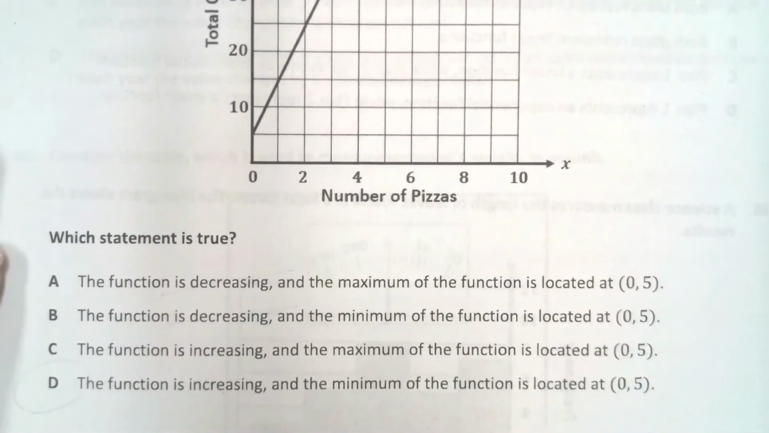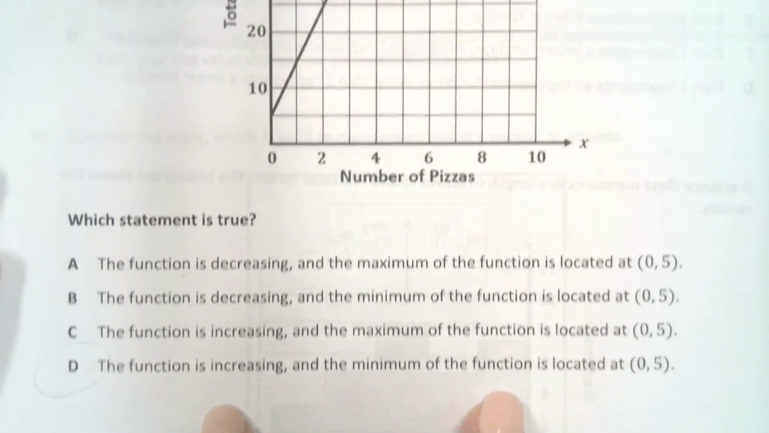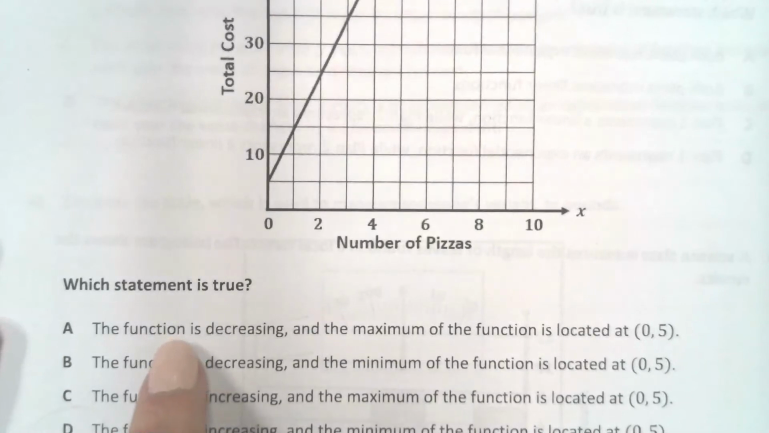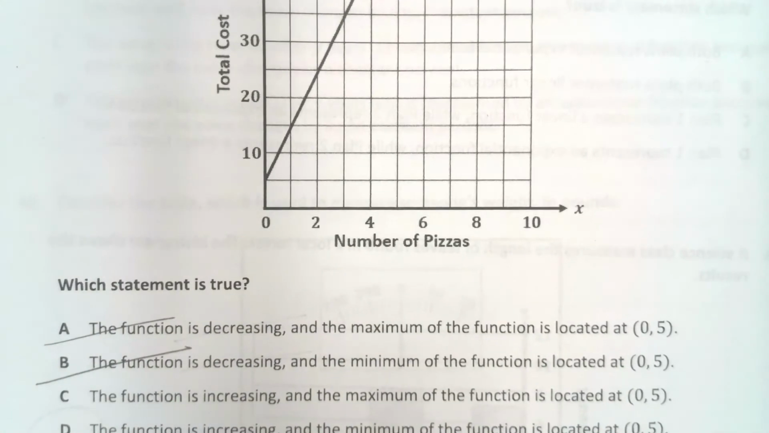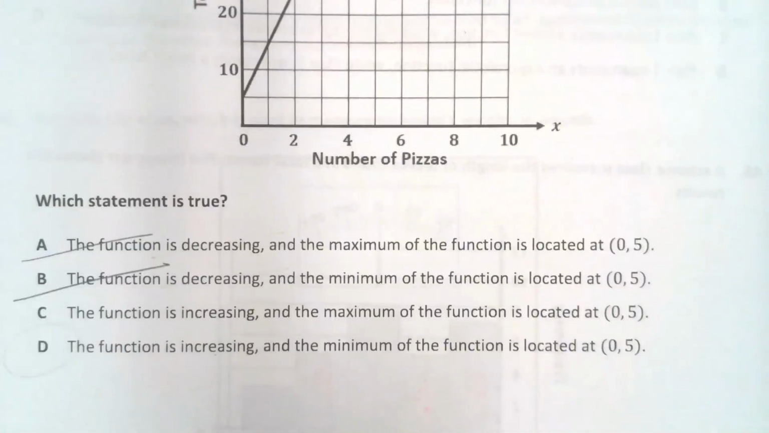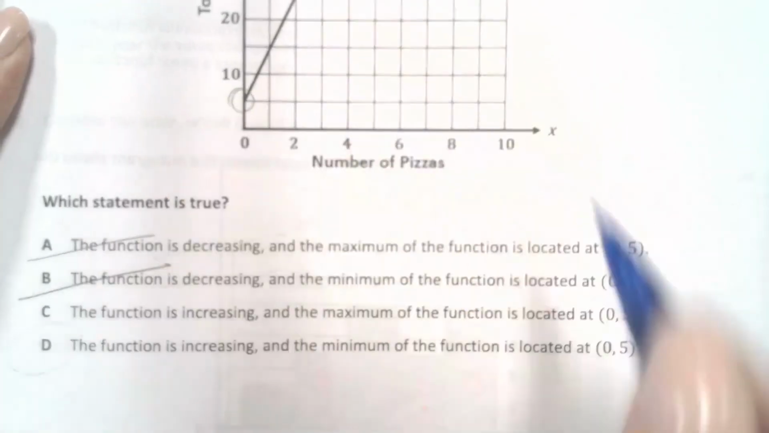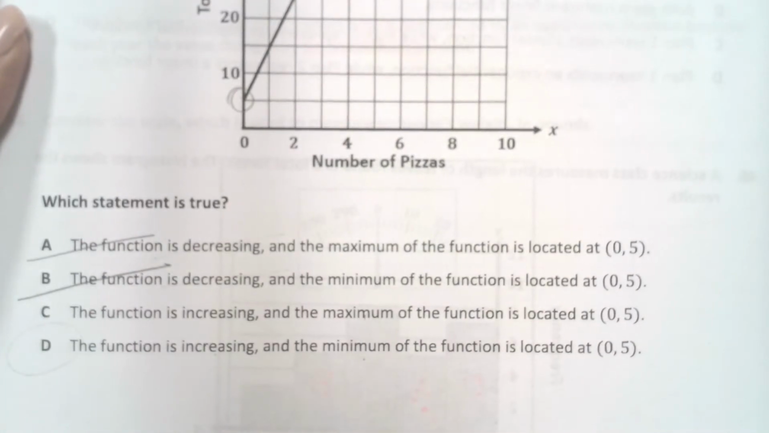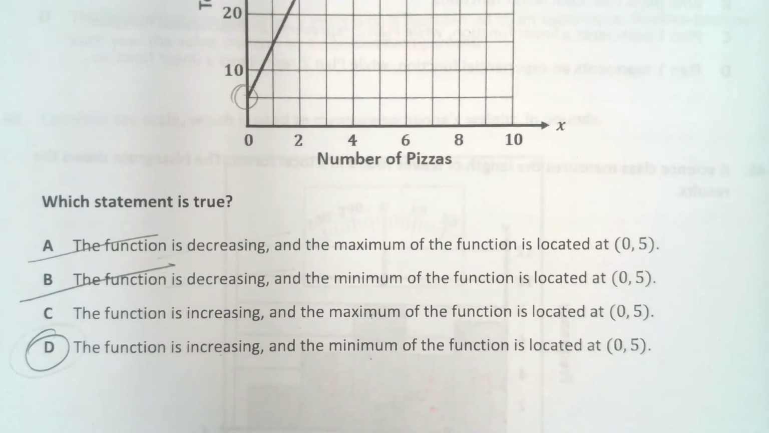43. Here we have our graph. We have to pick which of these tells us about our graph. So let's start with, is it decreasing or increasing? Increasing. Okay, so A and B are out. Then we have to determine if 0, 5, which is this right here, is a maximum or a minimum. It has to be a minimum. Maximum means highest point, minimum means lowest point. Hopefully that was pretty straightforward.